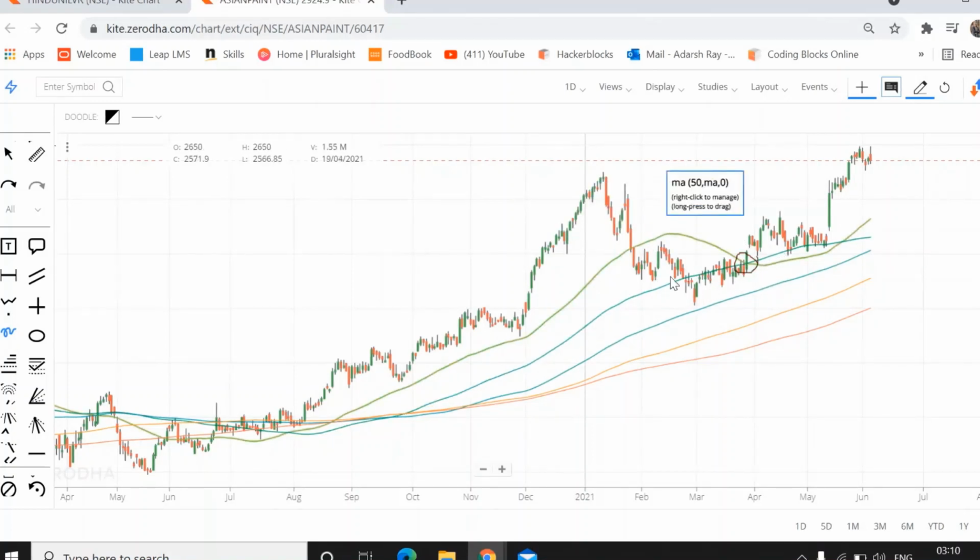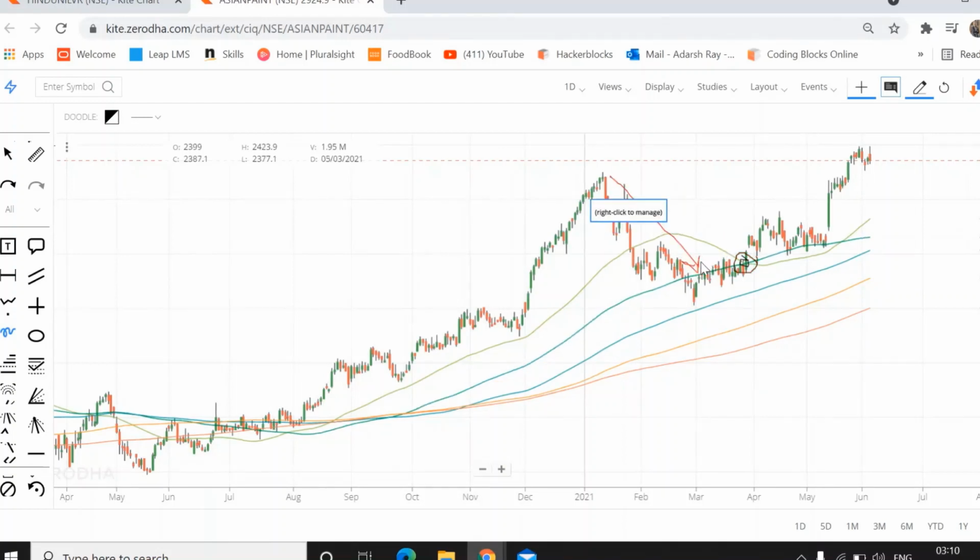Generally, after this bearish move, after this fall, this indicator came a bit late. After around 15-20 days, this showed in the chart. That's why we call it a lagging indicator. I can see that there was a fall, but this crossover came a bit late.